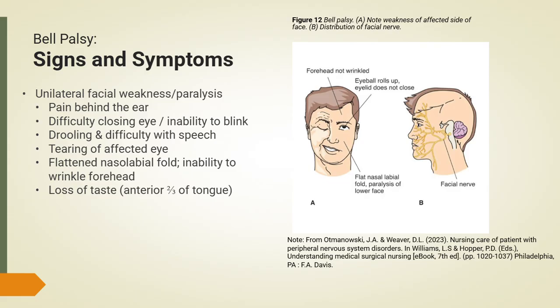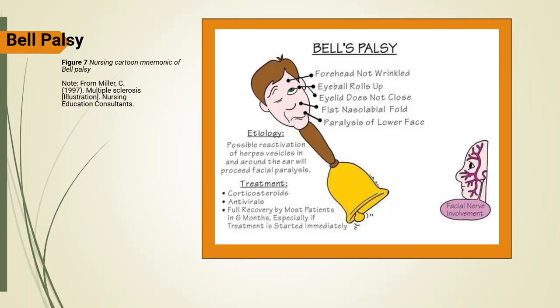In addition to the symptoms shown on the slide, patients may also lose the sense of taste on the anterior 2/3 of the tongue due to the facial nerve's sensory branch. The onset can be frightening for patients because the facial drooping may resemble a stroke. Your role is to help differentiate symptoms, provide reassurance, and ensure timely evaluation and supportive care. Most patients recover fully within 6 months, but early treatment and appropriate nursing interventions help prevent complications and promote healing. This is a great visual summary of Bell's palsy that illustrates the hallmark symptoms you should expect to see during a patient assessment.